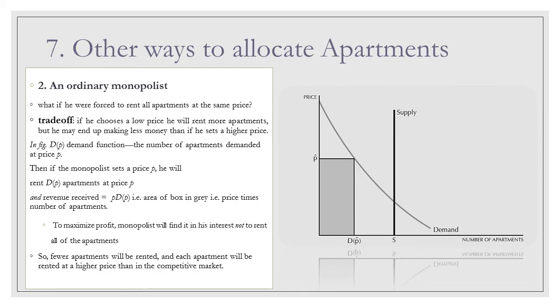Now, what happens in case of an ordinary monopolist? First of all, let's understand who is an ordinary monopolist. Say, for example, a monopolist is being forced to rent all the apartments at the same price. Okay, so definitely there is going to be a trade-off, and what trade-off will be there? If he chooses a low price, he will rent more apartments, but he may end up making less money than if he sets a higher price, right.